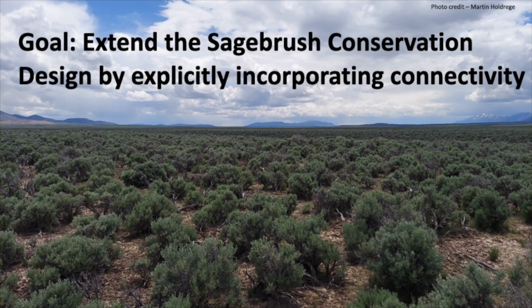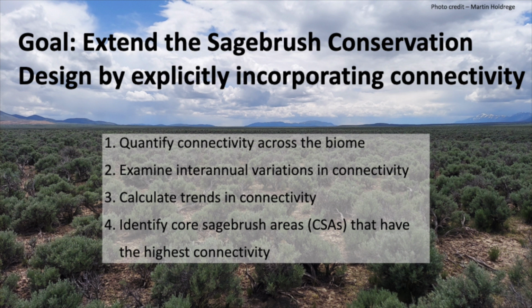So with that background, our overall goal was to extend the sagebrush conservation design by explicitly incorporating connectivity. And we had 4 main objectives. First, we wanted to quantify connectivity across the biome. And then recognizing that dynamic nature of connectivity, we wanted to examine the interannual variations in connectivity. Third, we wanted to calculate the trends in connectivity over time. Perhaps connectivity stays relatively stable, or maybe there's an overall declining trend in connectivity, or perhaps maybe an overall increasing trend. And finally, we wanted to identify the best of the best core sagebrush areas that also have the highest amounts of connectivity.